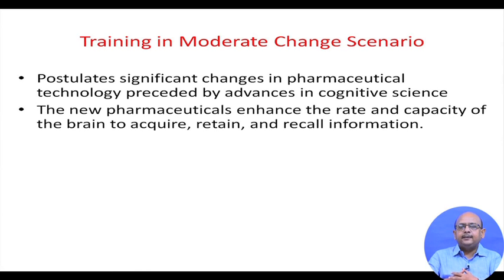Pharmaceutical sciences can help enhance the rate and capacity of the brain to acquire, retain, and recall information. You know that there are memory drugs available today, and these drugs basically help you recall information in a better way. Now, if these kinds of drugs are used, it is probably going to influence the learning process of the people.